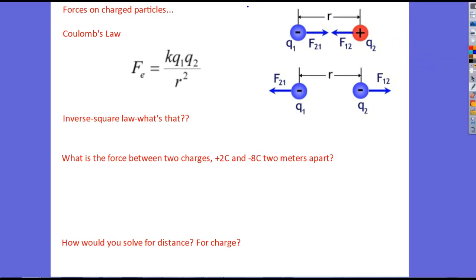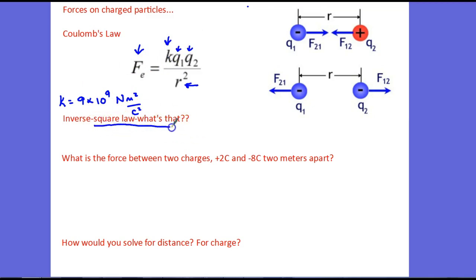Charged particles exert forces on each other, and you can calculate the force they exert on each other using an equation we call Coulomb's law. Coulomb's law says that the electric force between objects is equal to a constant K times the amount of charge on each object, Q being the symbol for charge, divided by the square of the distance between their centers. The value of K is 9 times 10 to the 9th newton meters squared per coulomb squared. So it's a really big constant.